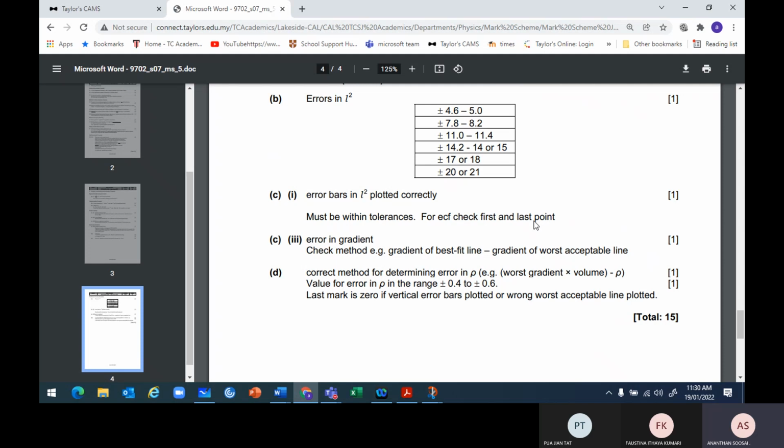So, part D, you have two methods, right? One is the formula you understand. The other method is the extreme, the maximum row minus the actual row. This is your maximum row, right? Row is gradient times volume. So you take the maximum gradient. The maximum gradient times the volume will give you the maximum row. The maximum row minus the actual row gives you the uncertainty for the row.